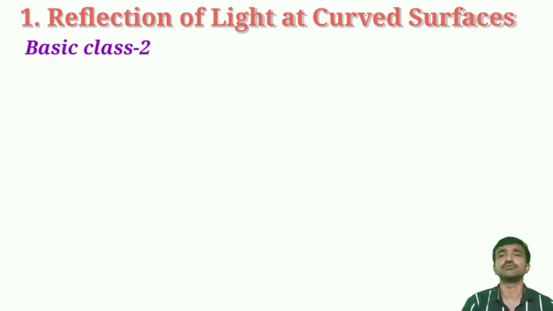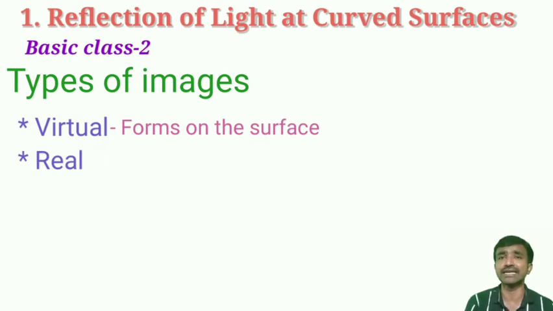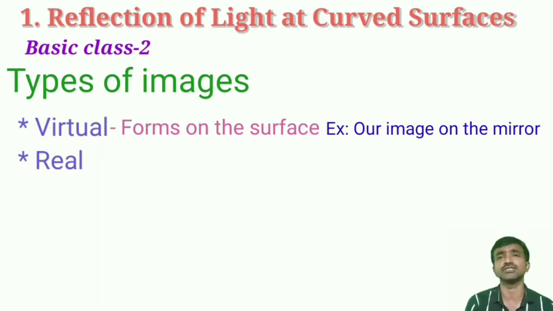These types of images are simply called virtual images and real images. The image which can be formed only on the surface but not on a screen is called a virtual image. So the plane mirror is the best example for the formation of a virtual image. It cannot give the image on a screen. Always it forms the image on the surface of the mirror.